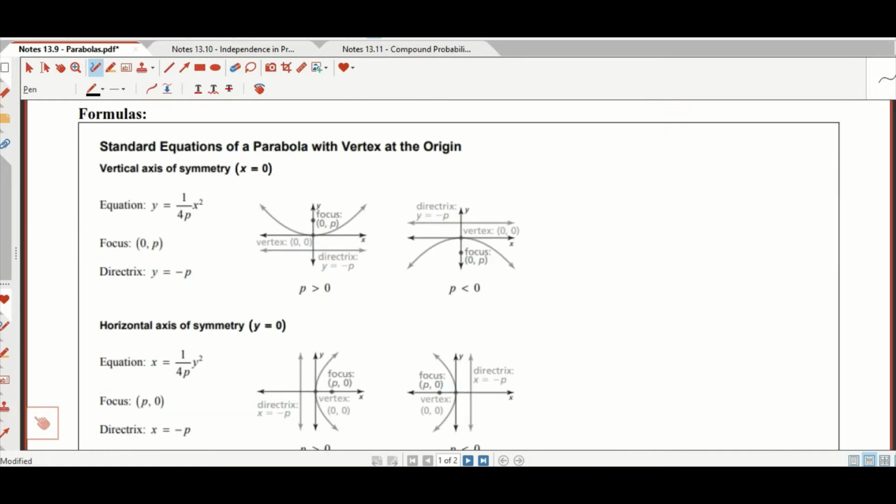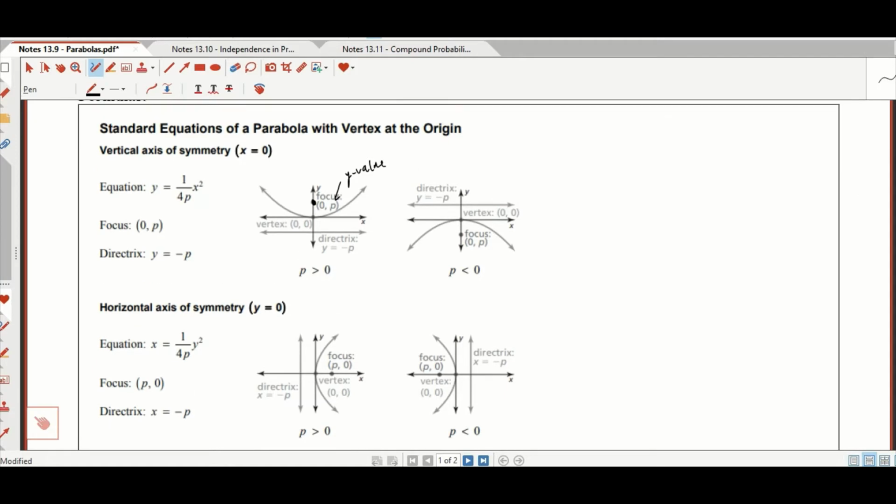So the standard equations of a parabola with a vertex at the origin: there's vertical types where x equals 0 is the axis of symmetry. These are the types that we've been doing before, where the equation is y equals 1 over 4p times x squared, where p is the y value of where the focus is sitting. The focus is at 0, p, and the directrix is at y equals negative p. You could also think of that as how to find it there.